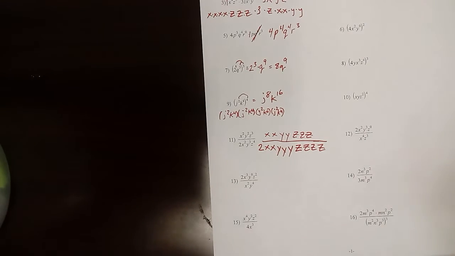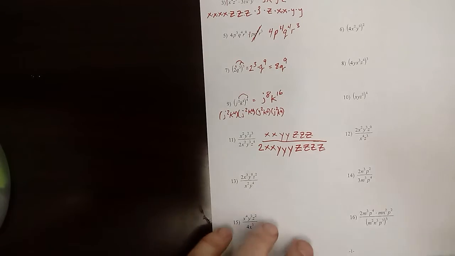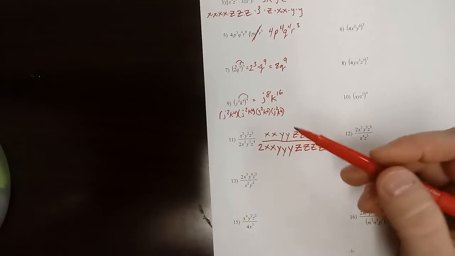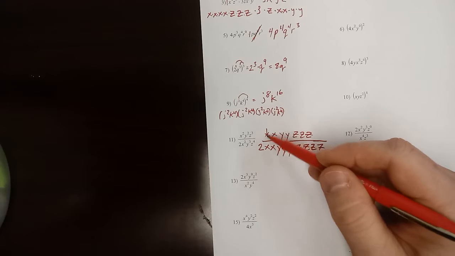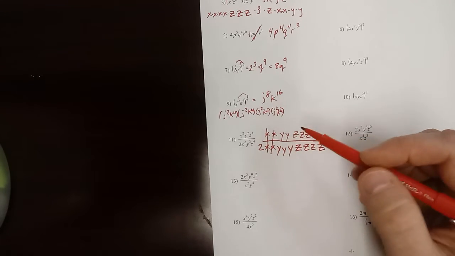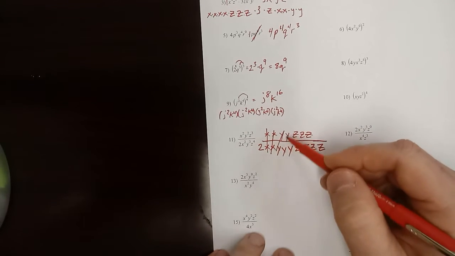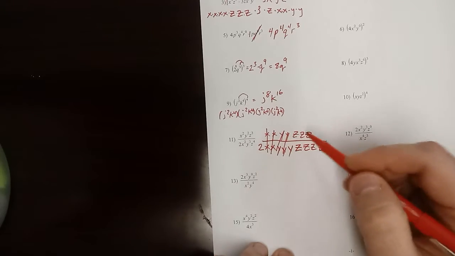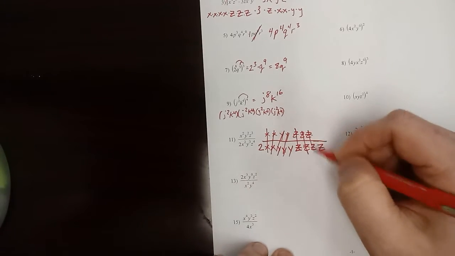And now we just go and say, okay, do we have anything that cancels? Anything that when we divide it, we get 1, because x divided by x is 1. So 1, and then 1. And so I love doing these on my paper because I just get to cross all this stuff out. Let's see, z, z, z.